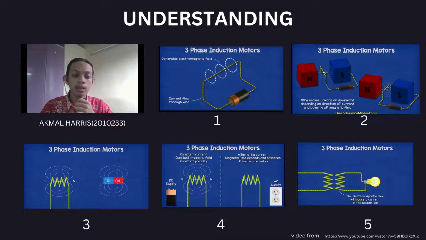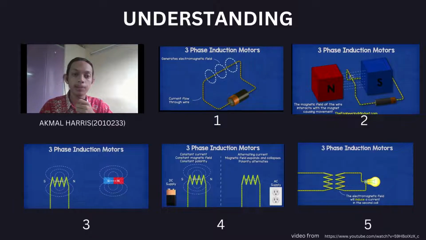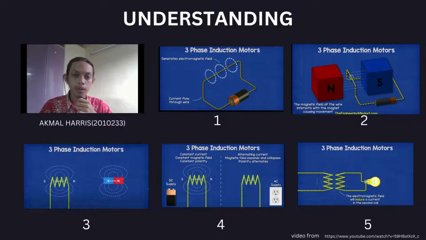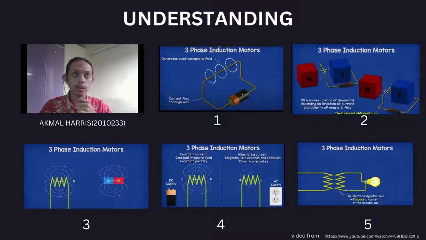Based on an animation that I have prepared, the first thing we need to understand is that when we pass a current through a wire, an electromagnetic field is generated. Based on the second animation, if we put the wire between a permanent magnet, the wire's magnetic field will interact with the permanent magnetic field. So the wire will experience a force going upwards or downwards.